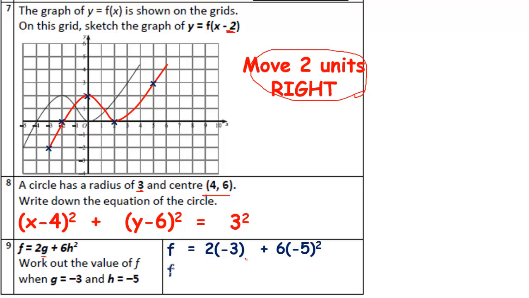So 2 times minus 3 is minus 6. Minus 5 squared is 25, and 6 lots of 25 is 150. Add those two together and you'll get 144. As I said, make sure you could do it with or without a calculator.